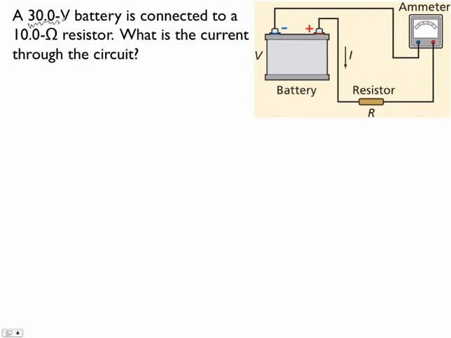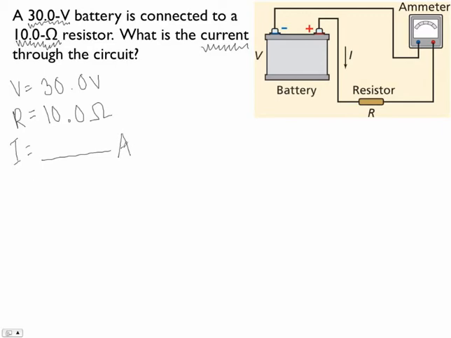We have a 30-volt battery. So our volts are 30. And we have a 10-ohm resistor. It's this cool little symbol. And then we want to know the current through the resistor. And again, even though current's symbol is an I, its units are amps. And so our formula is R equals V over I.